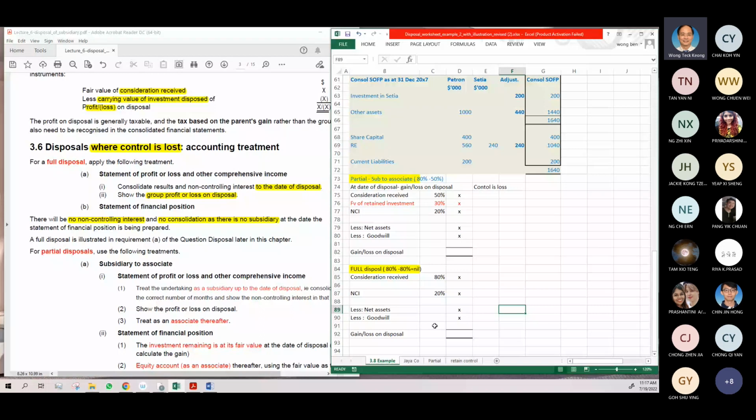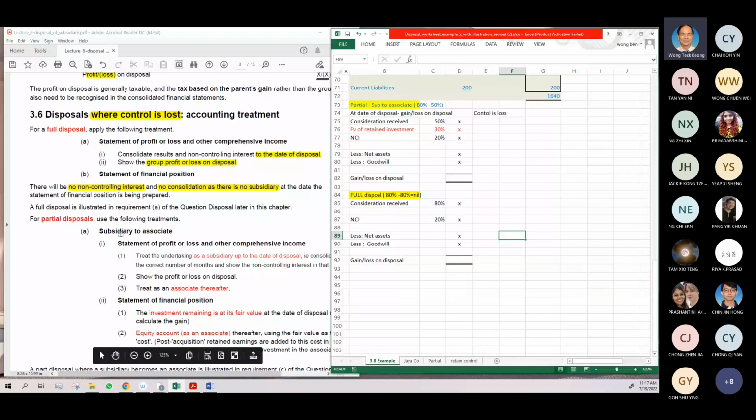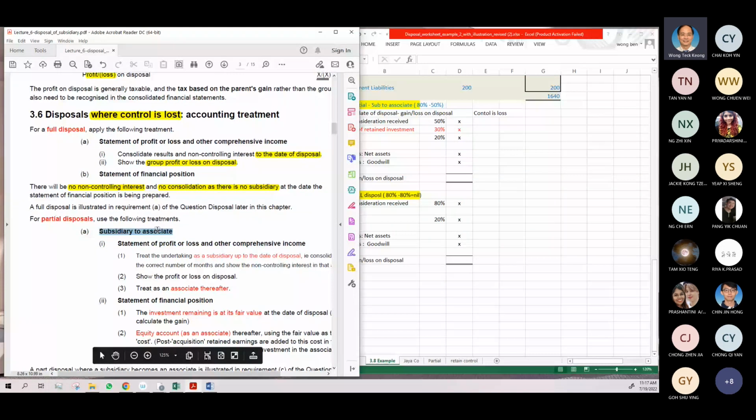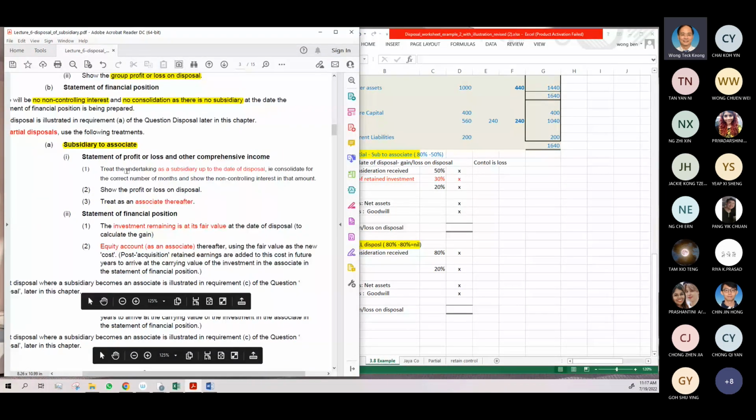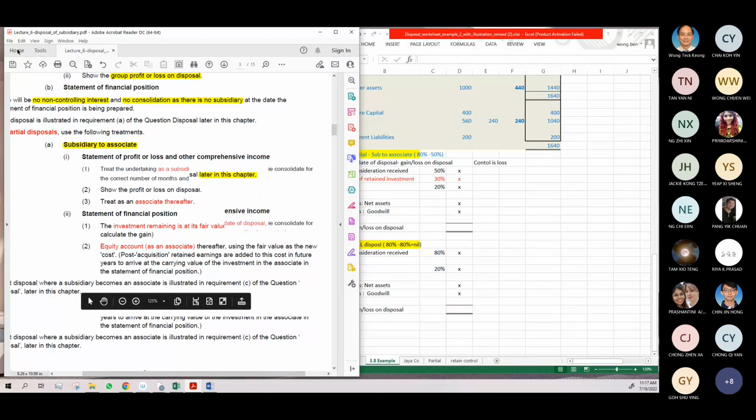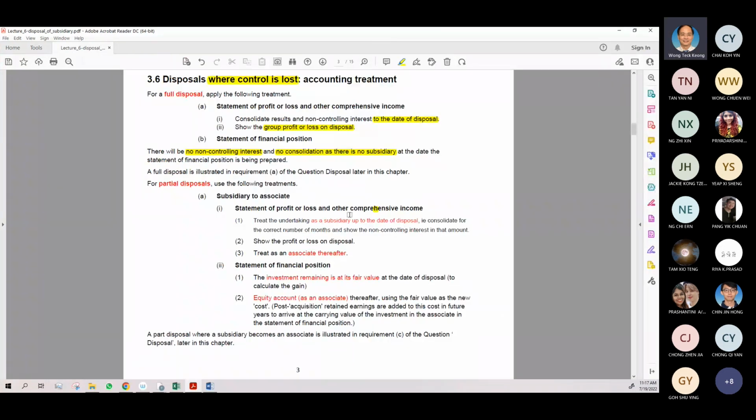Okay, when the partial disposal, they have two types, subsidiary to associate. Like given here, 80% become 50. So what will happen is, treat the undertaking as a subsidiary up to the day of disposal. Okay, up to the date of disposal. Then after that, you become associate already. Okay? And show profit and loss on gains, then you treat the associate thereafter.